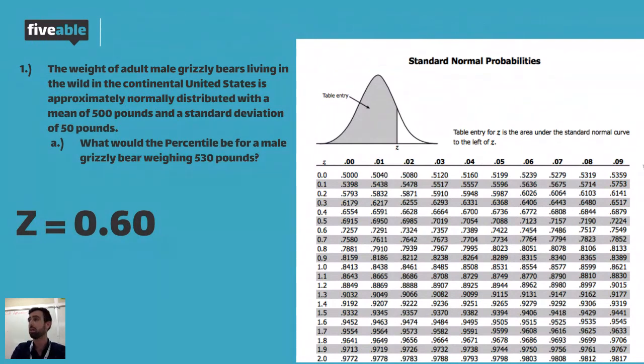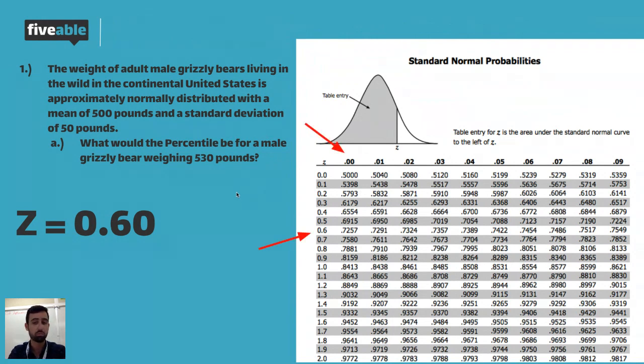If you look on the side of the table, you're going to see the z-scores. So this tells you the ones and the tenths place. Then if you go to the right, you're going to see the hundredths place. So our z-score was 0.6. So we want to find that. So there's 0.6.